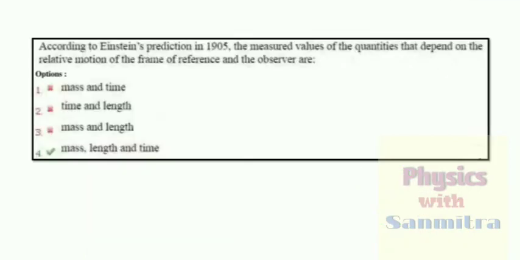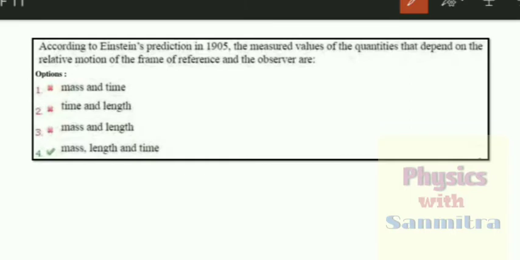According to Einstein's prediction in 1905, the measured values of the quantities that depend on the relative motion of the frame of reference and the observer are: mass and time, time and length, mass and length, or mass, length and time. We have 3 quantities given here: mass, length, and time. Let us analyze. Let's talk about mass.